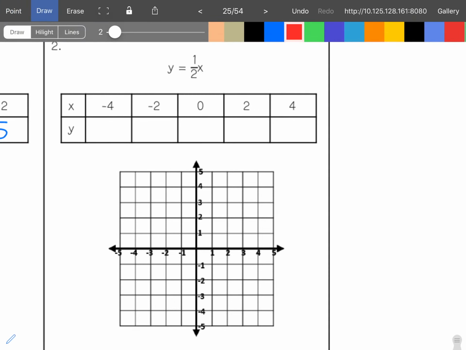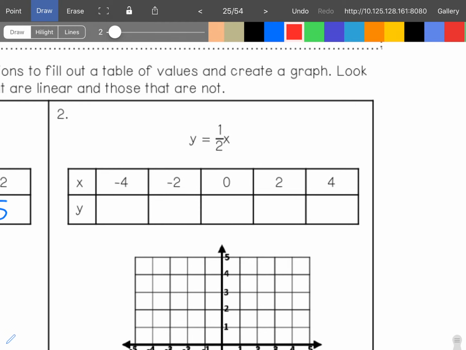All right, number 2, the equation is y equals 1/2 x. Now, you can look at it as 1/2 x. You could look at it as well if you wanted to as 0.5x. It does not matter. Whenever you're multiplying something by 1/2, if you're taking half of something, you're dividing it by 2. So this one will be pretty easy.